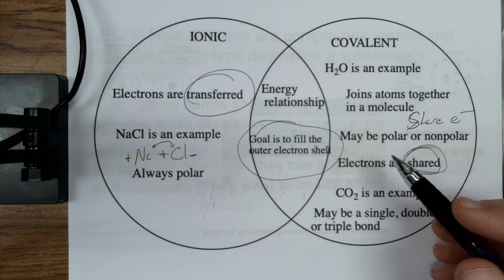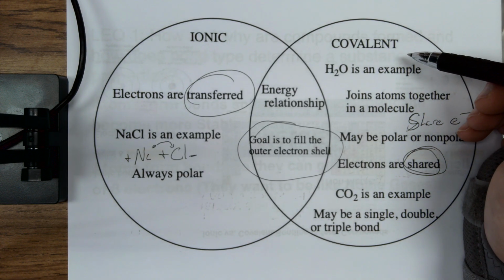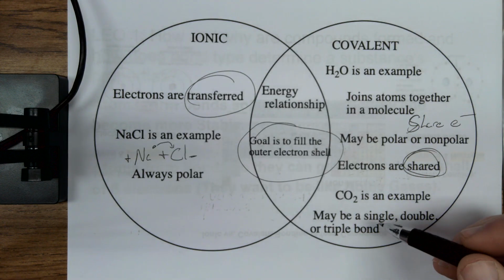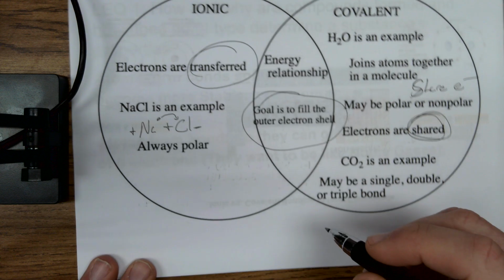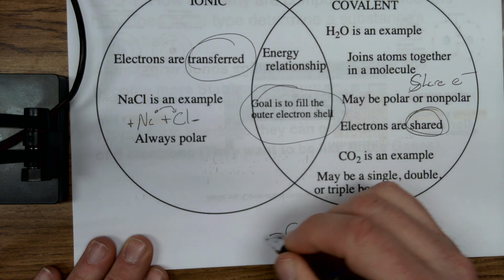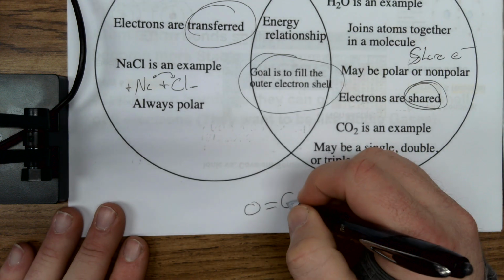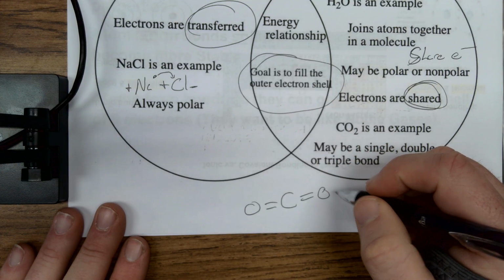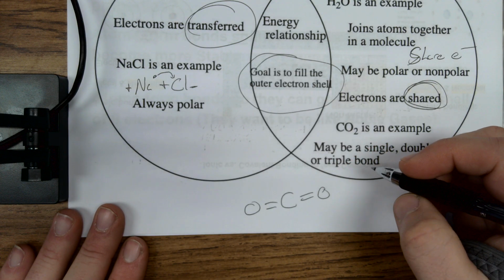And we're going to see our covalent bonds. We're going to get into the concept a little bit in this unit about single, doubles, and triple bonds. So when we think about carbon dioxide, that has two double bonds. Carbon's nonmetal, oxygen's nonmetal, boom, that's a covalent bond.